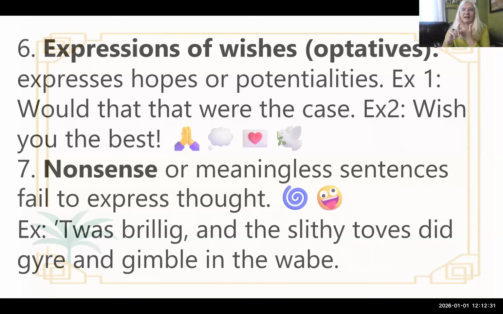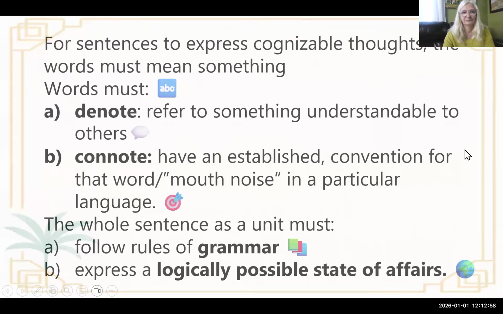Brillig has no meaning, so there's no conventional usage. And brillig also refers to no phenomenon that is understandable or comprehensible. So there's nothing that it's talking about. Same with toves, gimbal, and wave. Slightly interestingly, gimble entered the English language after this poem was published.